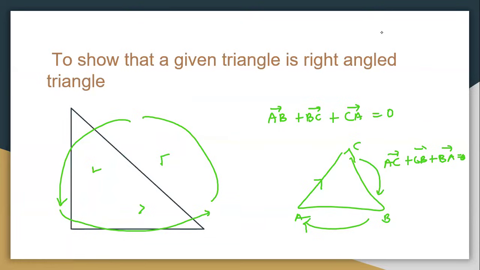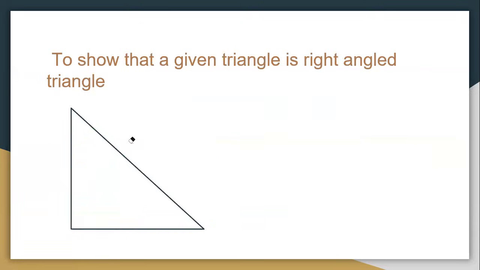Now, the second one is to show that a given triangle is a right-angled triangle. We know very well that for any triangle to be a right angle, the angle we shall have at that point is going to be 90 degrees. So that is one thing you need to know. Now, to prove that it's a right angle, let me label this as B, this is A, and this is my C.